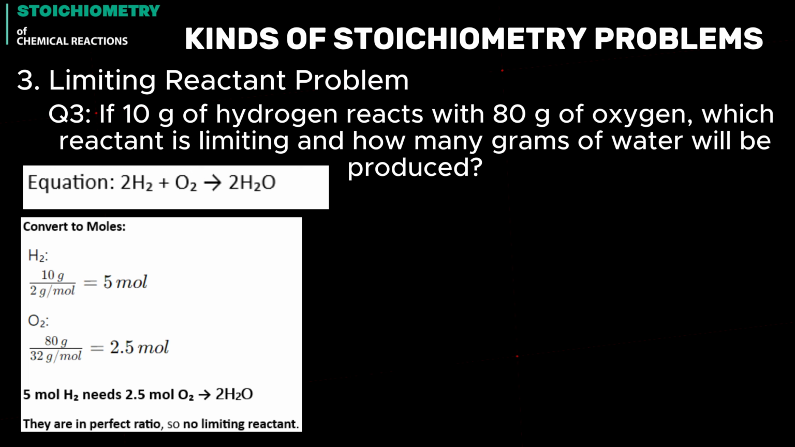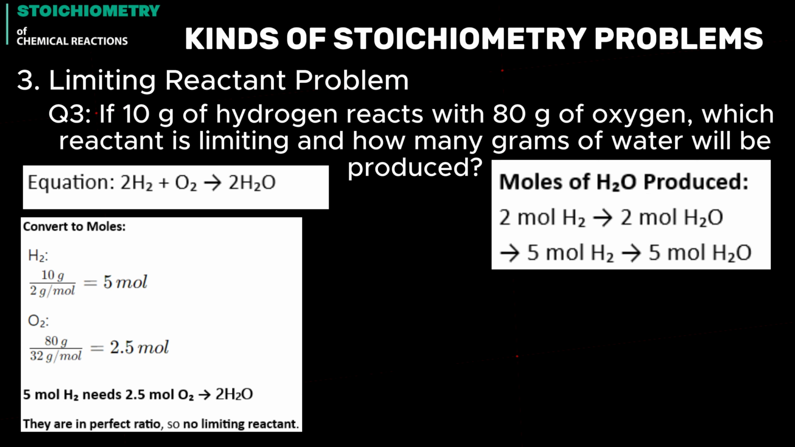Then when we convert to moles, we have hydrogen. You remember the mass is 10, the molar mass is 2. So when you divide that, you have 5 moles. Oxygen, the mass is 80, the molar mass is 32. When you divide it, you have 2.5 moles. So from the equation, 2 moles of hydrogen react with 1 mole of oxygen. So 5 moles of hydrogen needs 2.5 moles of oxygen to produce 5 moles of water. They are in perfect ratio, so there is no limiting reactant.